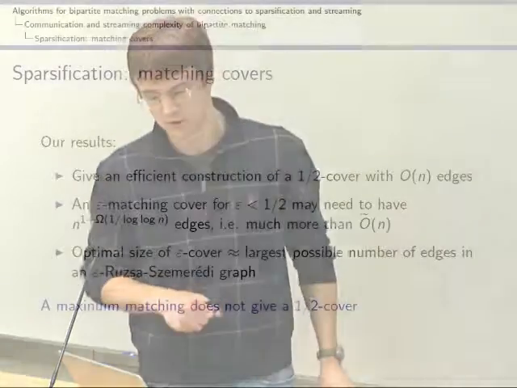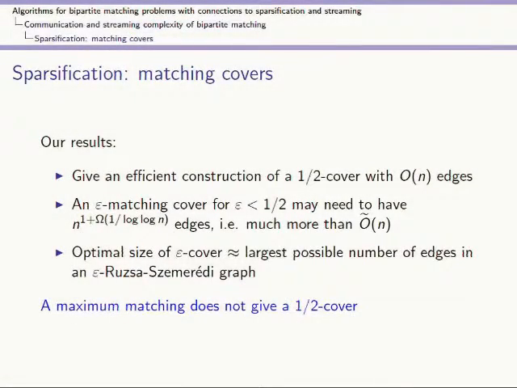To the best of our knowledge, there is no prior work on this, so I will just go to our results. Here we prove the following. On the positive side, we give an efficient construction of a one-half cover of a graph G that has a linear number of edges. Furthermore, we show that this is in fact tight, in the sense that if we constrain the size of the cover to have O tilde n edges, n polylog for any polylog, we cannot have a cover for epsilon smaller than 1/2.